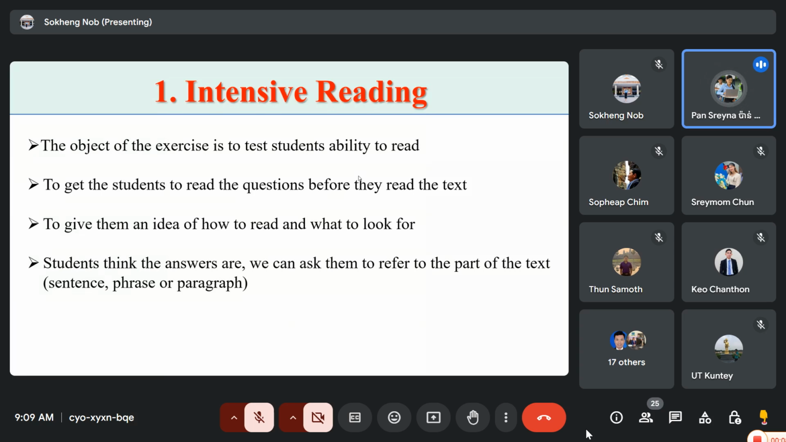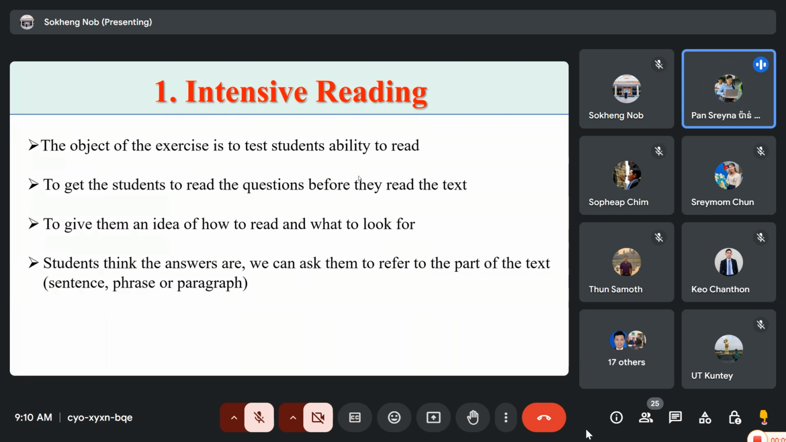After the teacher asks, the teacher gives the students like 10 or 15 minutes to read, but reading to find the answers. This is the purpose of reading: finding answers. And the students get to read the questions, yes, of course, before they read the text. So after they read the questions, by the end of the text reading, they will be able to answer the questions, and it gives them an idea of how to read and what to look for.